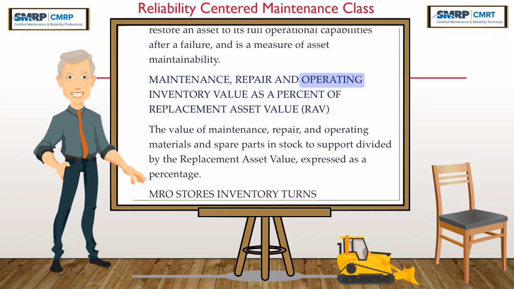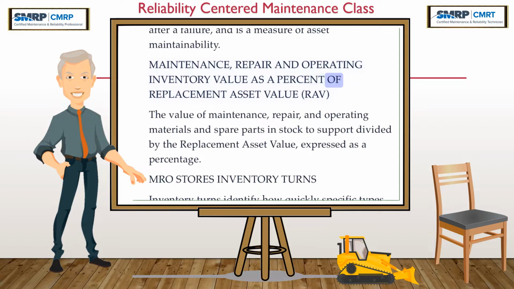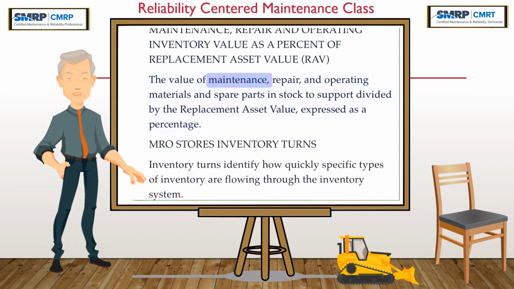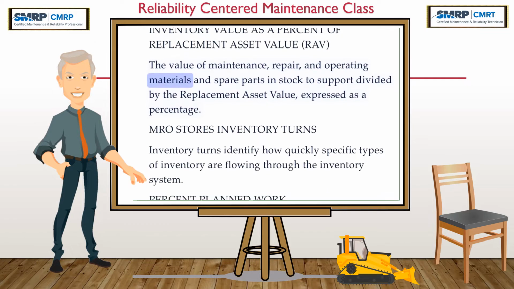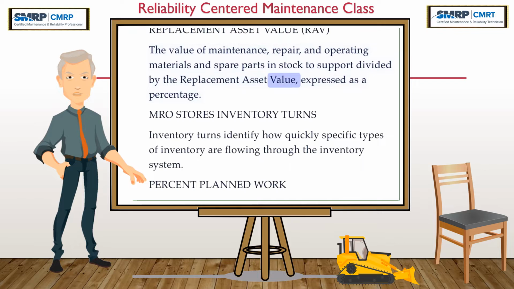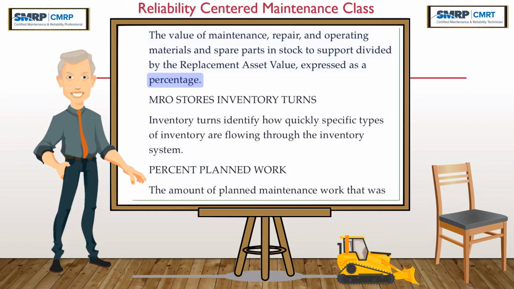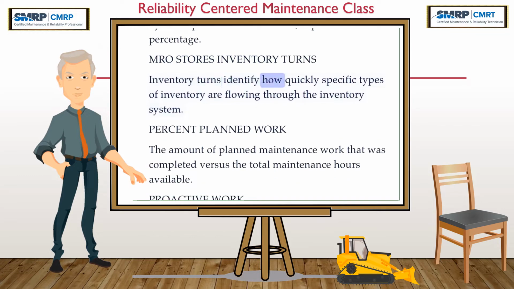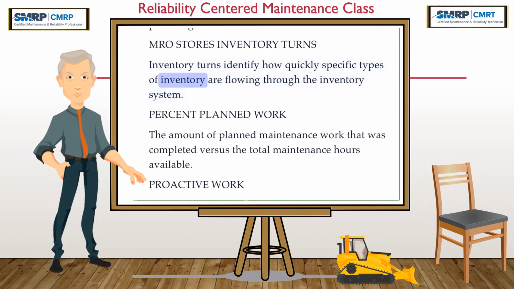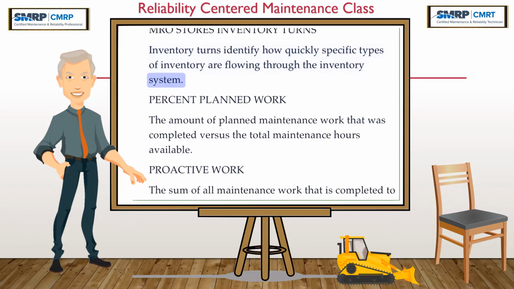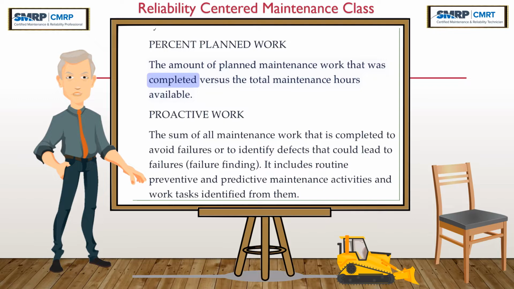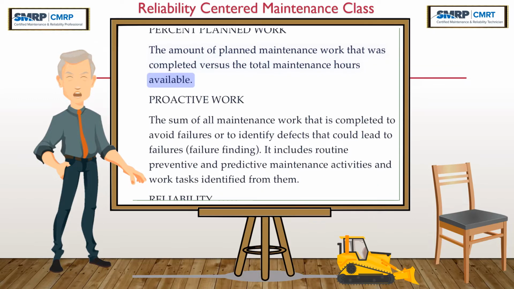Maintenance, repair and operating inventory value as a percent of replacement asset value, RAV. The value of maintenance, repair, and operating materials and spare parts in stock to support divided by the replacement asset value, expressed as a percentage. MRO stores inventory turns. Inventory turns identify how quickly specific types of inventory are flowing through the inventory system. Percent planned work. The amount of planned maintenance work that was completed versus the total maintenance hours available.